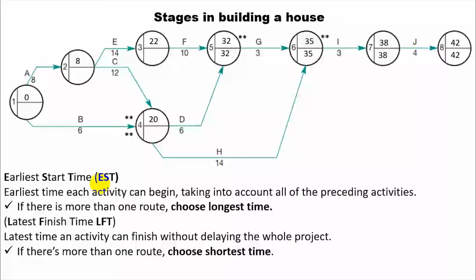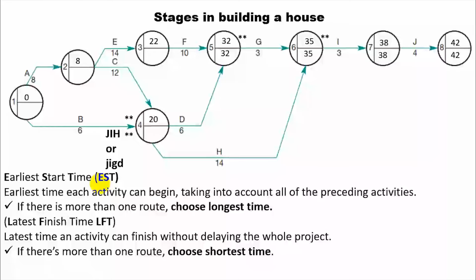Now the challenge is for node 4 because there are two routes going into node 4. Yeah, so let's calculate. So we have a choice here. Either we take the GIH route or the JIGD route. Yeah.